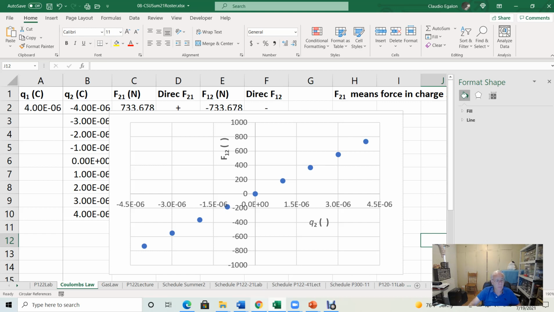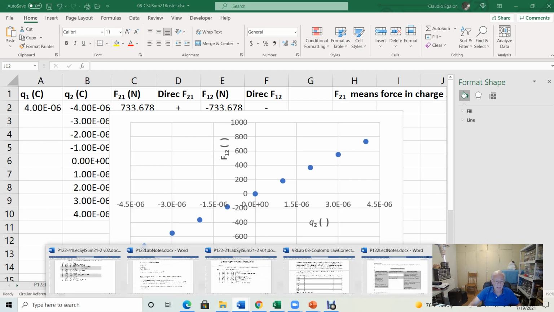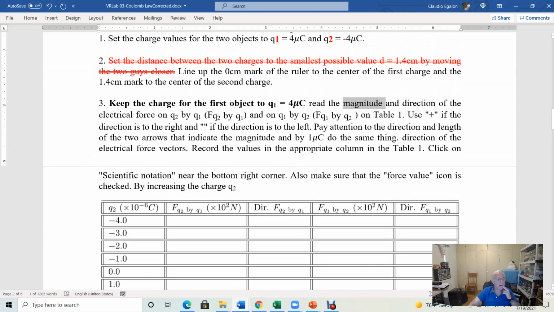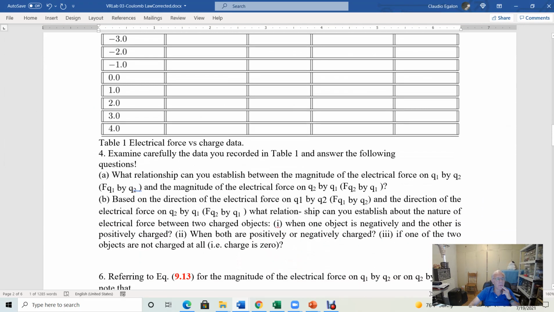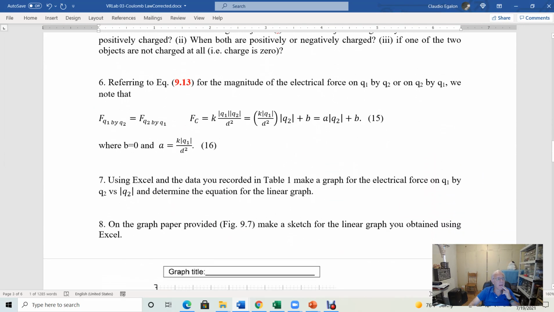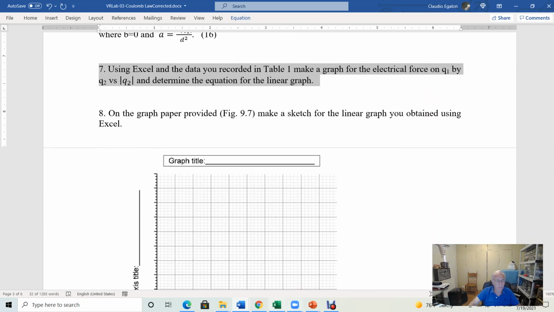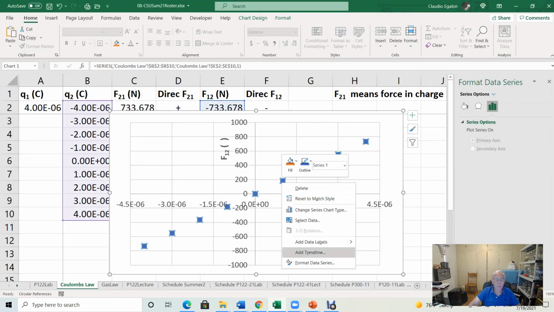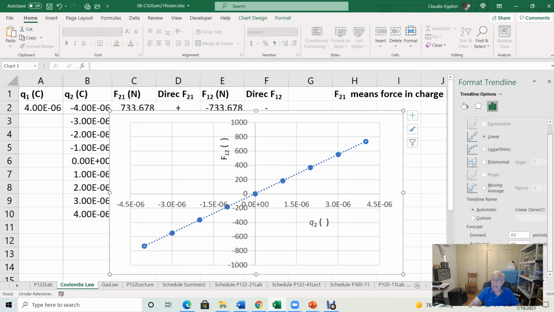Okay, and now what else do we have to do? We have to put a regression equation there. Make a graph and determine the equation for the linear graph. Okay, here you go. Regression equation, add trend line.